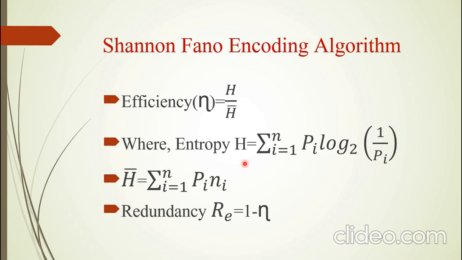And H bar we can calculate by the summation from i equals 1 to n of p_i n_i, where p is the probability and n is the code word length. So this is the formula of entropy, and this is the formula of H bar.